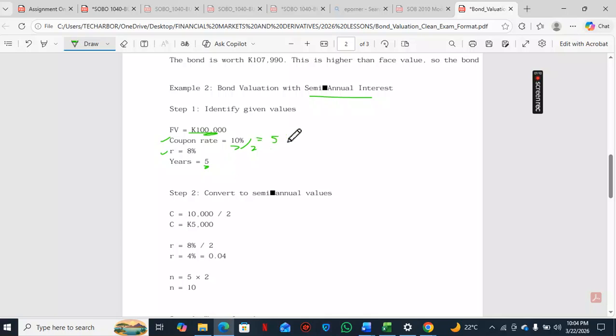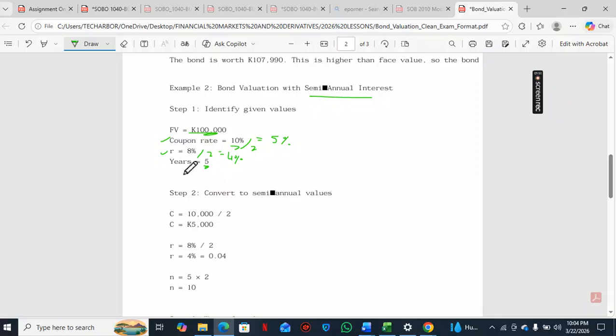So the interest rate is 5%, meaning the first 6 months you'll be paid 5%, then the other 6 months, another 5%. Our discount rate also, we need to divide it by 2, so that gives us 4%. So when the bond is paying interest semi-annually, the interest rate and the discount rate, you need to divide them by 2.